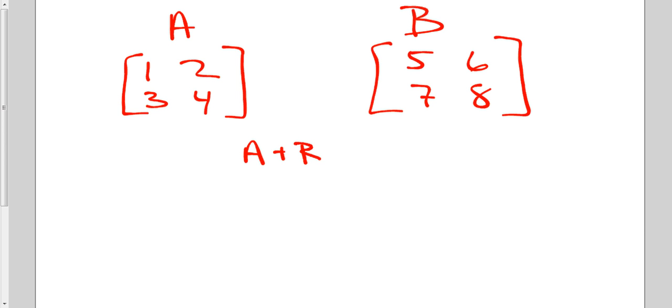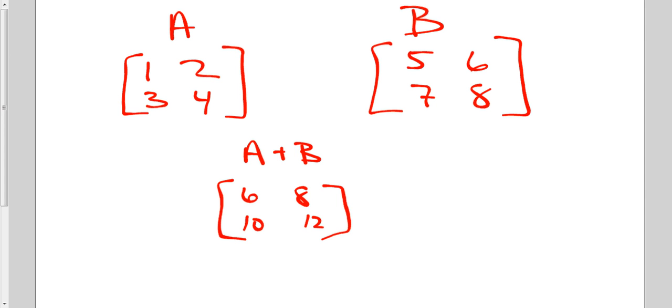So let's see if your intuition matches reality. What is going to be the result of A plus B? What do you think this number in the top left corner is going to be? Almost 5. So, 6. Okay. Good.